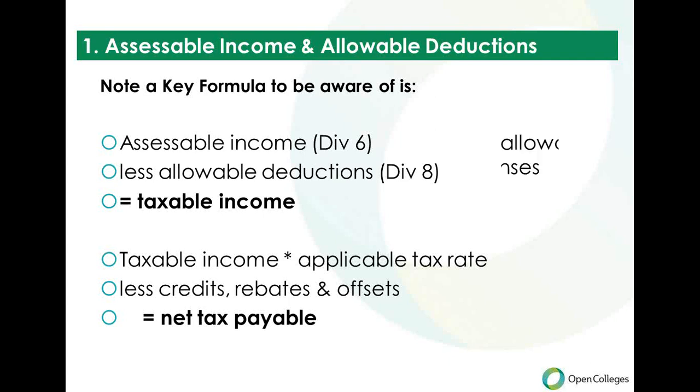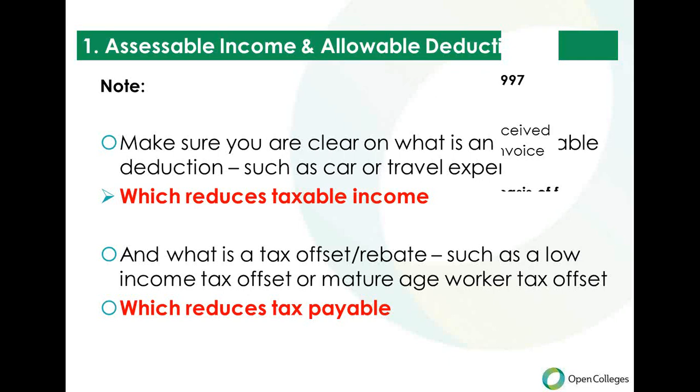In relation to any assessment questions, make sure you're clear on what is an allowable deduction, such as car or travel expenses. That reduces taxable income. And remember, what is a tax offset or rebate, like a low income tax offset or a mature age worker tax offset, reduces tax payable. So please be aware of that clear distinction. Deductions reduce taxable income, and the offsets and rebates reduce tax payable.